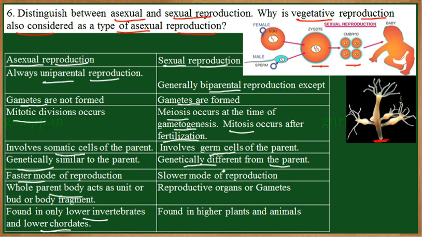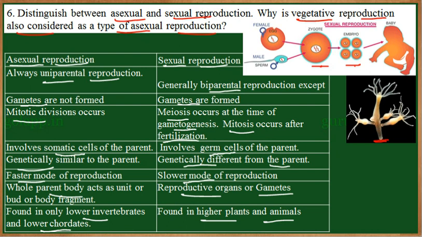Whereas in sexual reproduction, the method is slower. The time required for the offsprings to form is more, so it is a slow mode of reproduction. And here the entire individual is not considered. Reproductive organs or gametes are the unit for reproduction. They are required, and are found in higher plants and higher animals. So more complex organisms undergo sexual reproduction. These are the differences between asexual and sexual reproduction.